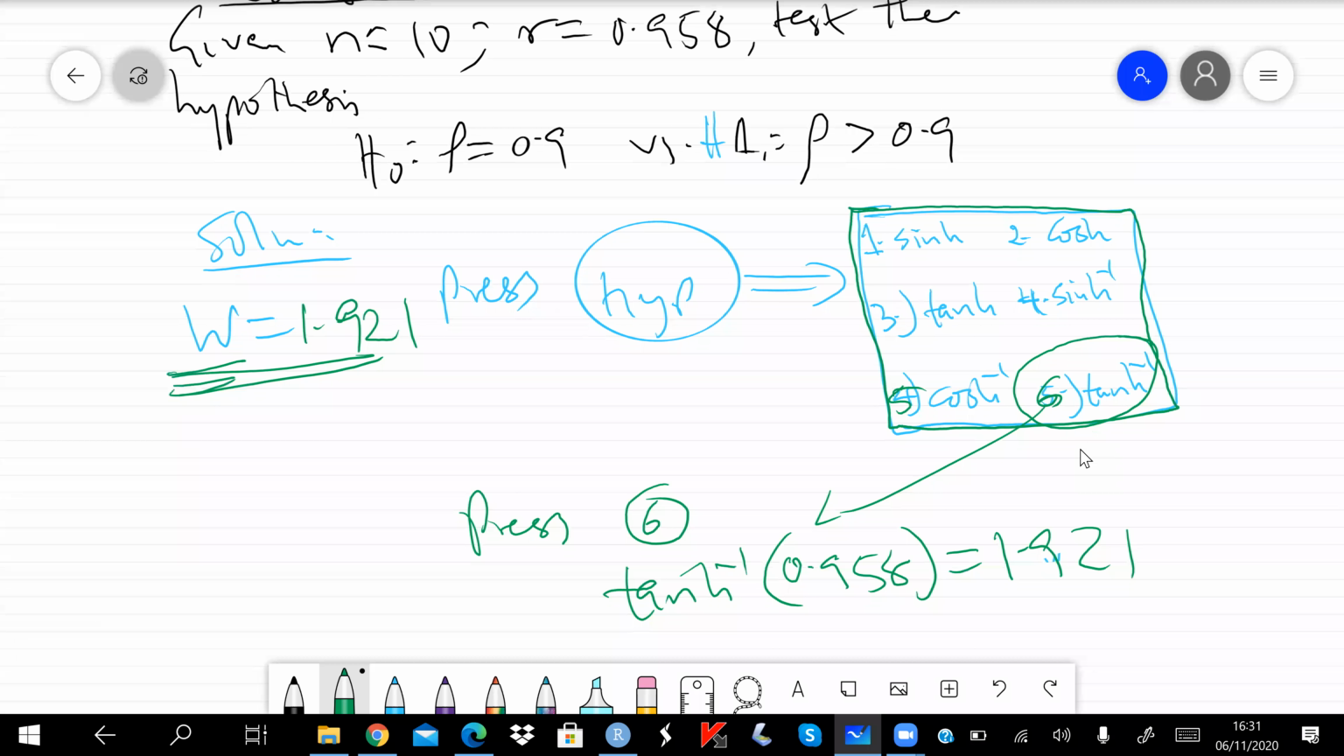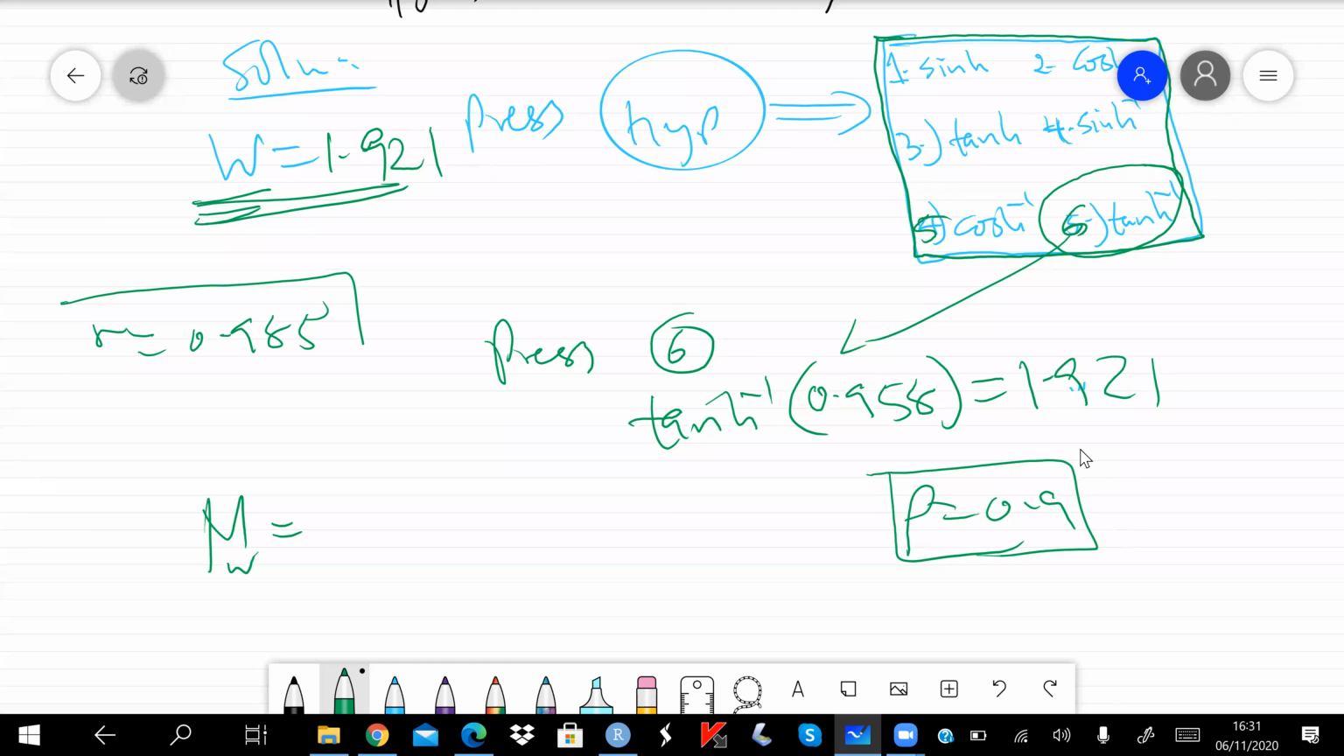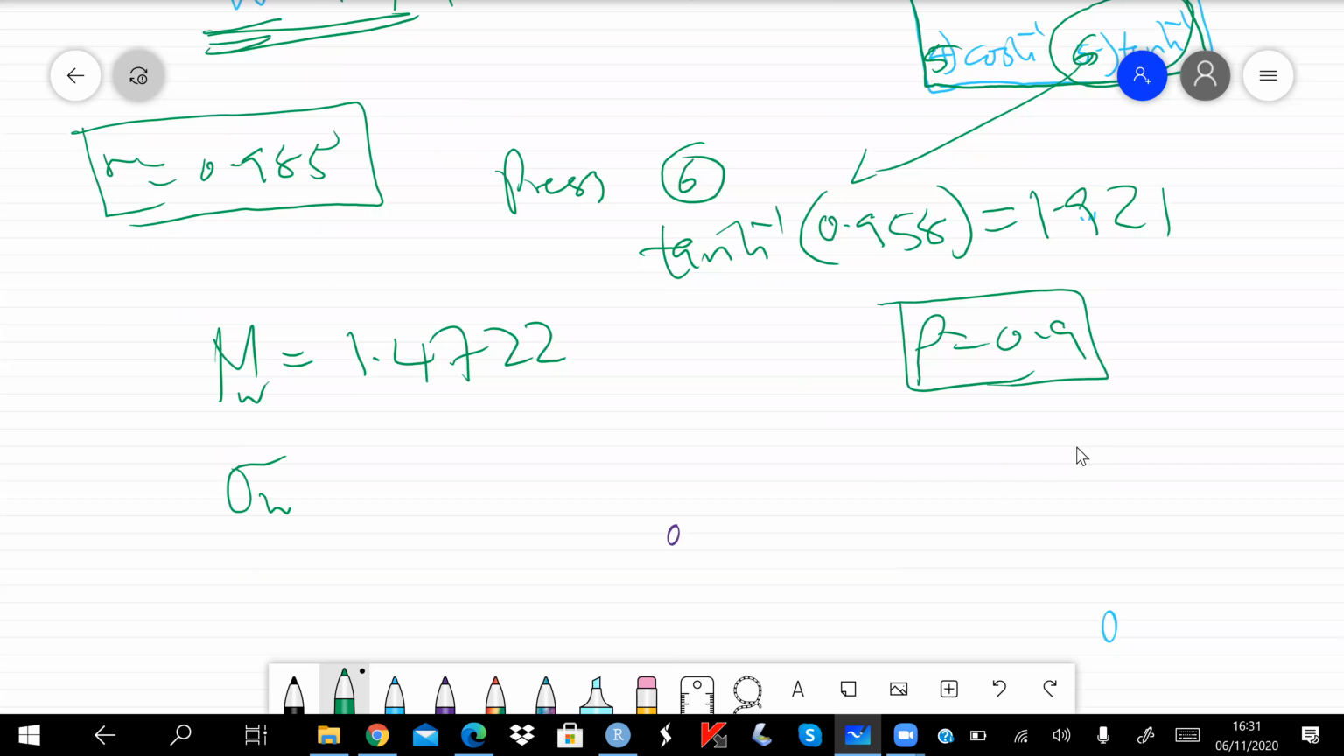Okay. Then in a similar way, we obtain the mu of W, the mean there. Remember, it is similar to W, but now we are using rho is 0.9. So this one we used R is 0.985. So that's the only difference. So we repeat the same procedure. You go to the hyperbolic function, you choose number 6, then you type 0.9 close brackets, you'll get 1.4722, something like that.